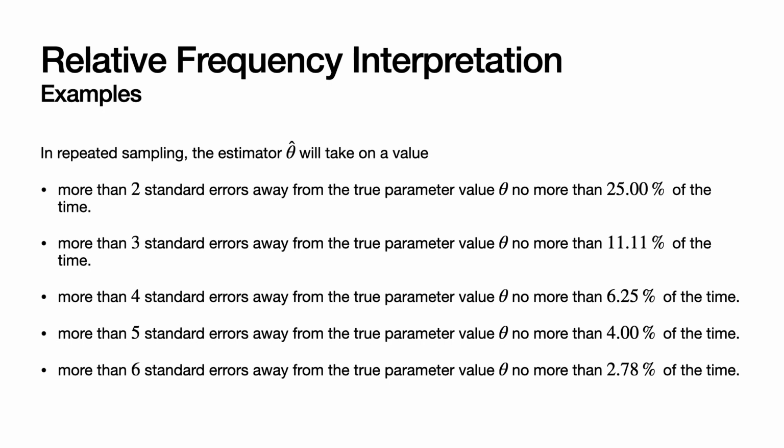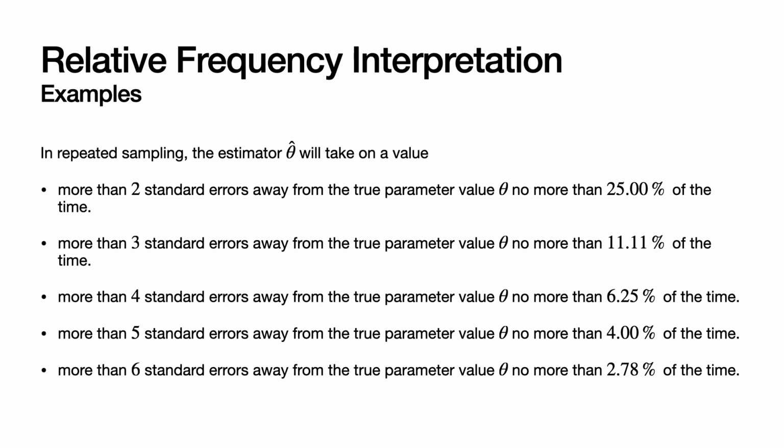Looking at the complement of these statements, in repeated sampling, the estimator theta hat will take on a value more than 2 standard errors away from the true parameter value theta no more than 25% of the time. Theta hat will take on a value more than 3 standard errors away from the parameter value theta no more than 11.11% of the time. It will take on a value more than 4 standard errors away from the parameter value theta no more than 6.25% of the time.